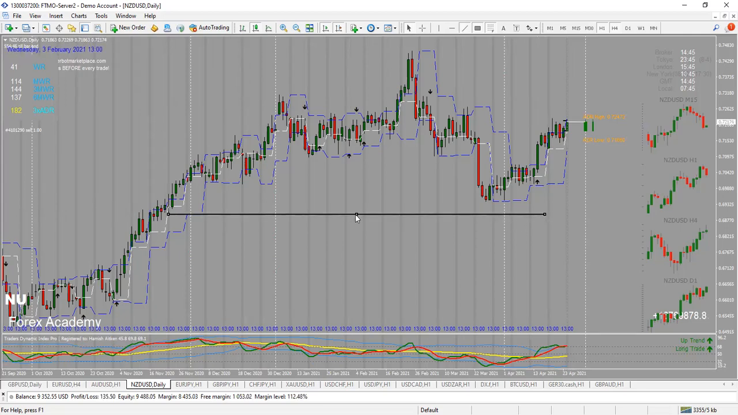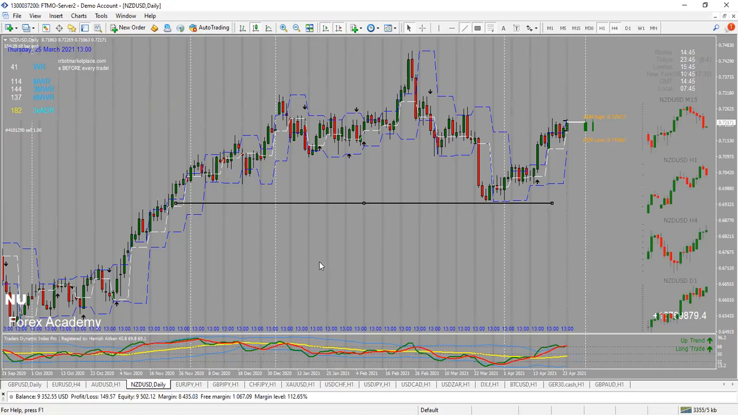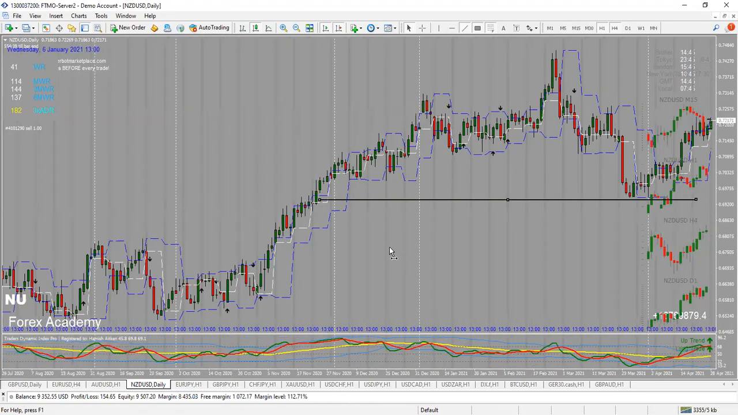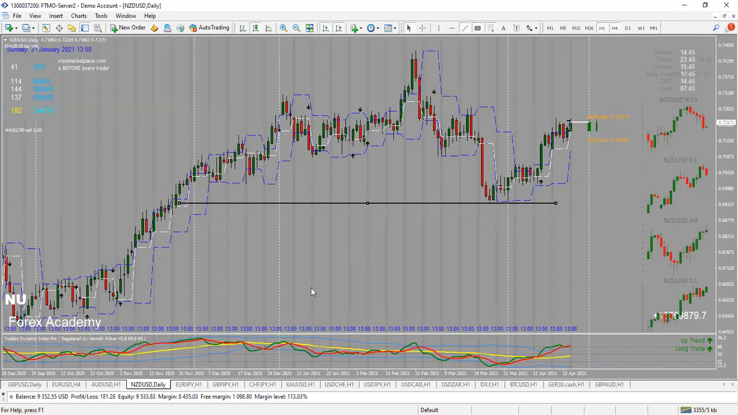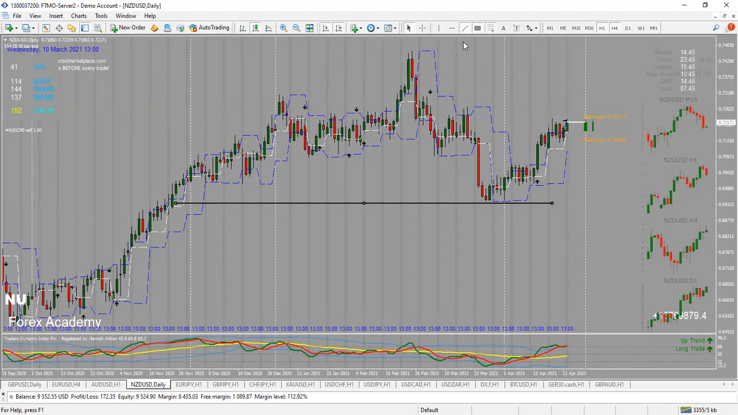Let me just move this. I'm expecting them to take out this low. Possibly they won't come to test this. This low is very far, but the market is trading within this high and this low. And then when I put in my Fibonacci to look where the market might retrace to, it is this high to this low.